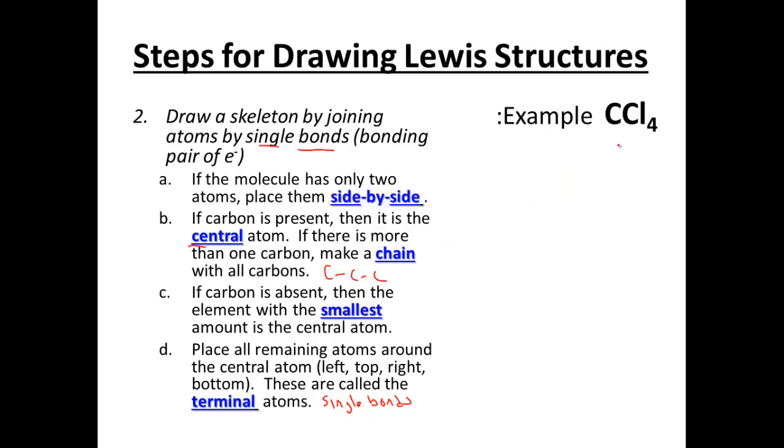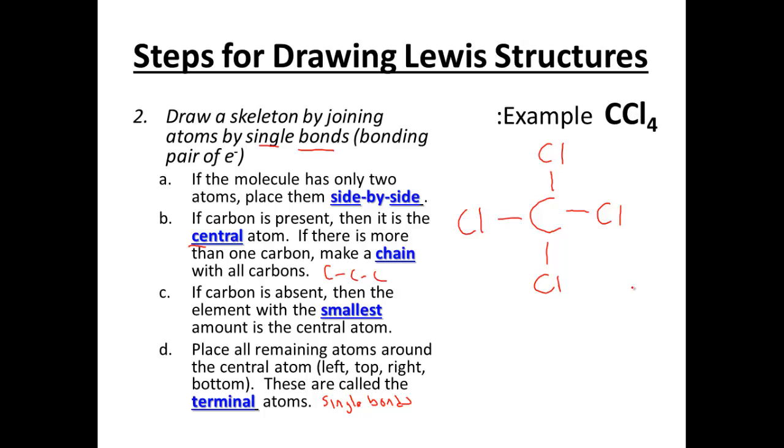So carbon is present. It's going to be our central atom. You're going to place it there. And it says to place all remaining atoms around, connected with a single bond, at the top, left, right, bottom placements. You can start in any place. So now we've completed our second step.